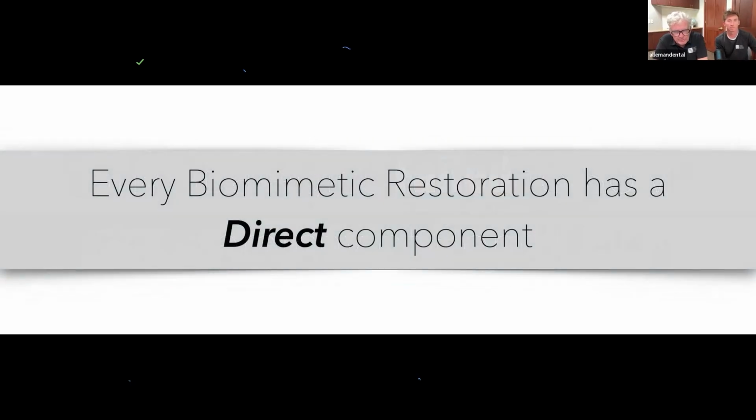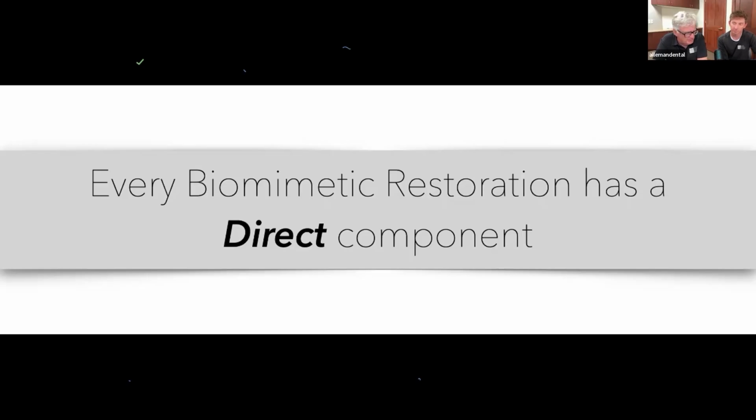And of course, I introduced the hierarchy of bondability, so it's hard to understand something you haven't been taught or discovered. But a biomimetic restoration in a biomimetic approach always has a direct component. So the difference between a direct restoration and indirect restoration in most dentists' minds is indirect is better than direct, and that's just not true. Everything in a biomimetic restoration has a direct component.